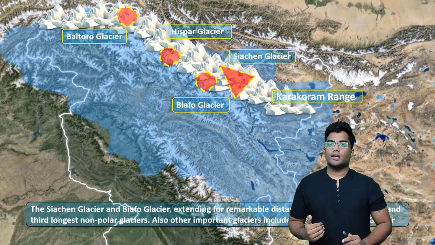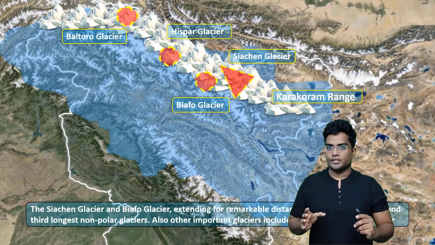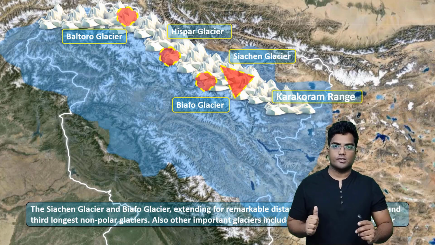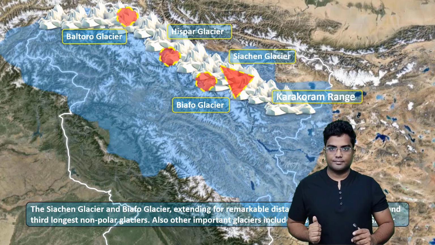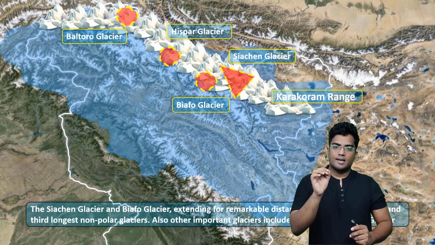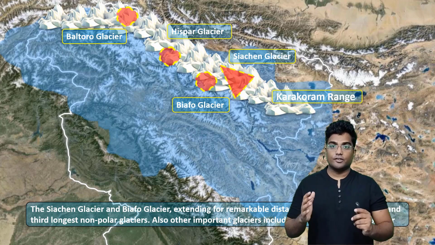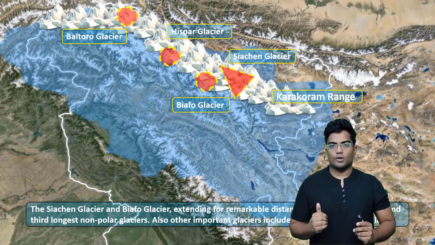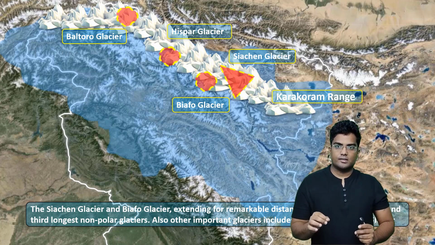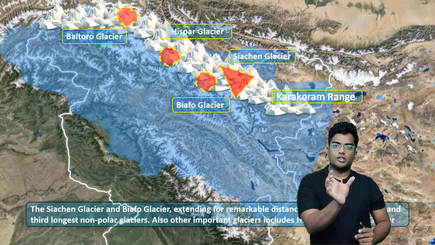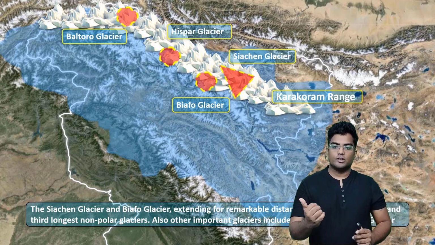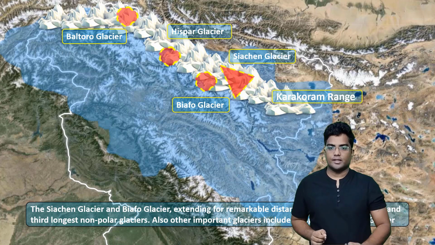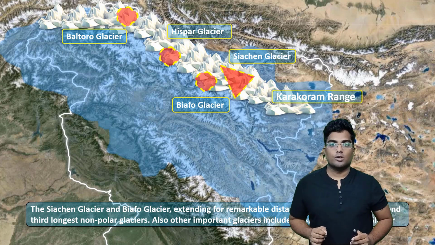Now you should understand that most of the glaciers, the megastructure glaciers, are located in the polar regions, the Arctic and Antarctica. However, there are glaciers which are significant in size that are located in the Himalayas and many other mountain structures of the world. Siachen Glacier is one of the most important glaciers. Along with it, you have Biafo Glacier, Hispar Glacier and Baltoro Glacier. These glaciers are all located in the Karakoram range.